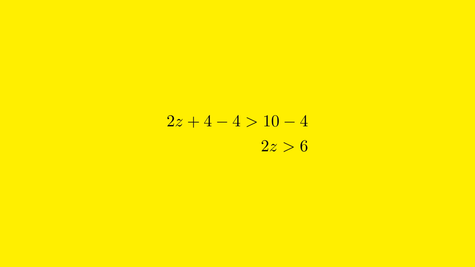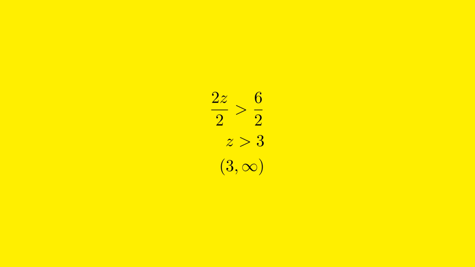This keeps the inequality balanced, and it looks like this: 2z + 4 - 4 > 10 - 4. Simplifying both sides, we have 2z > 6. At this step, the expression is altered by removing the +4 term through subtraction, which leaves us with 2z > 6. This operation brings us closer to isolating the variable z.